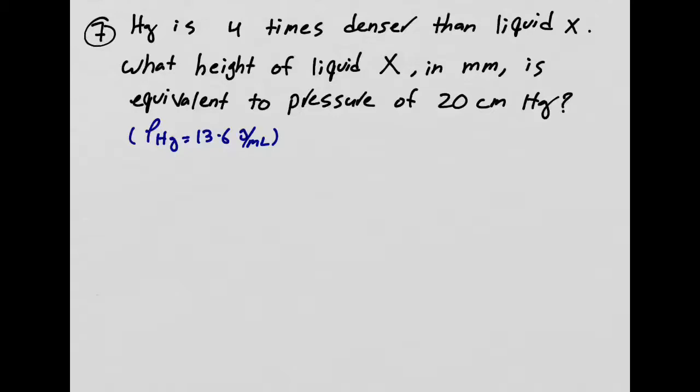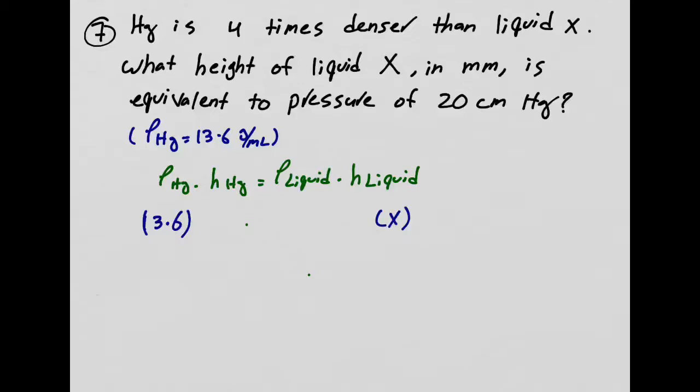One of the equations that we did at the very beginning of the exam 3 lectures was density of mercury times height of the mercury equals the density of the liquid times the height of the liquid. Now let's plug it in. Density of mercury is 13.6. In this question they ask you for height of the liquid. I know this is my x. They also tell me the pressure of the liquid.